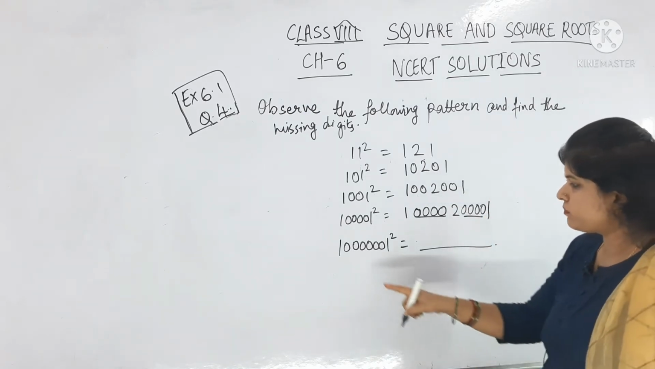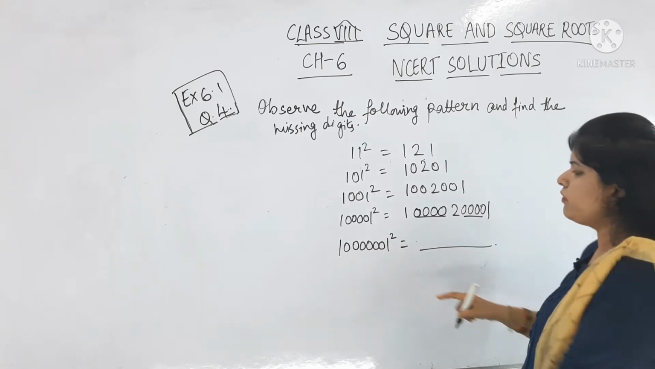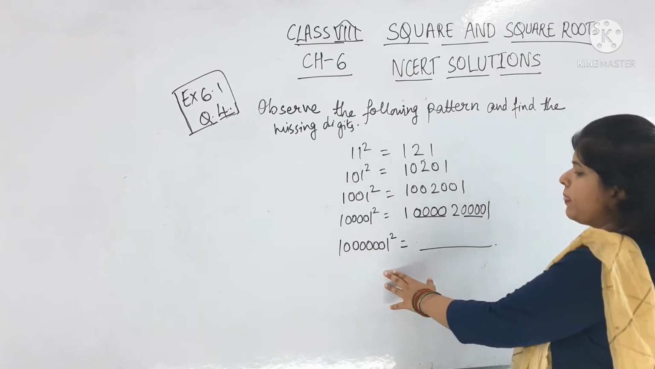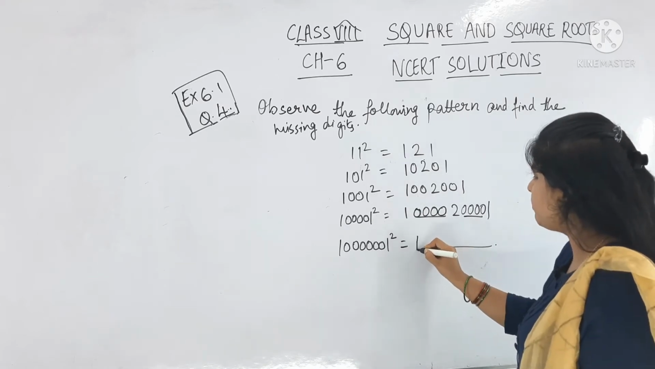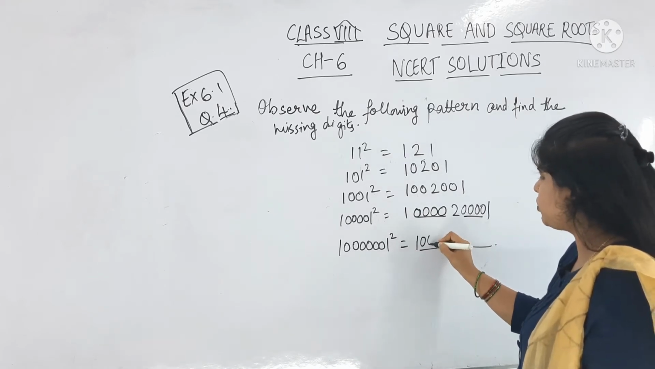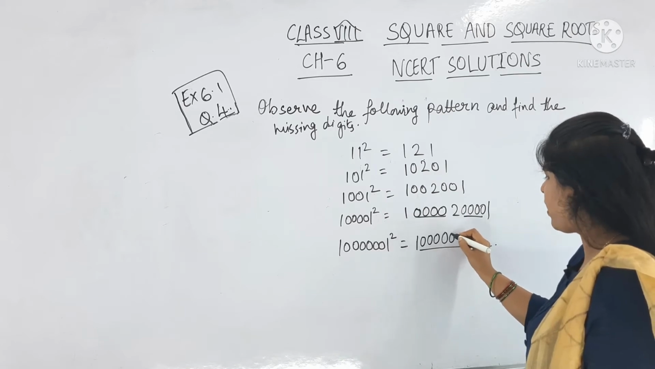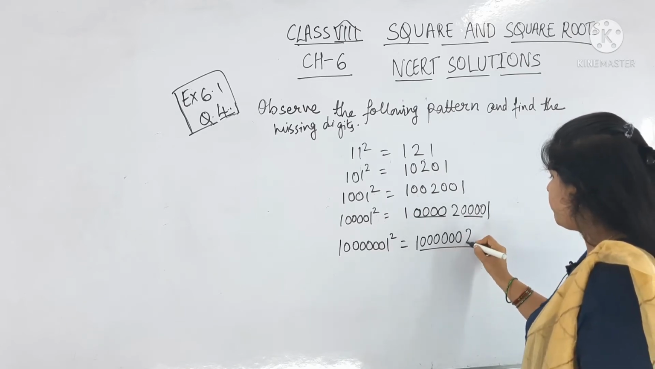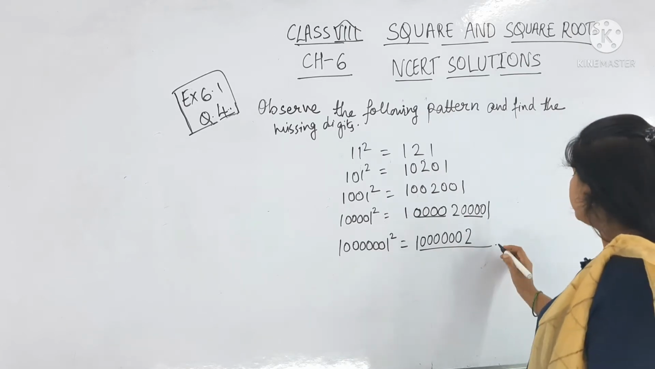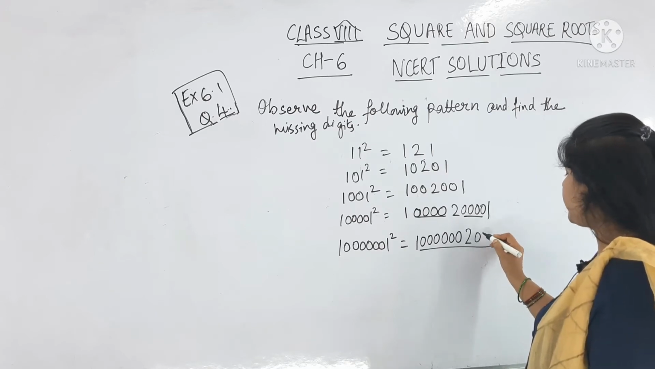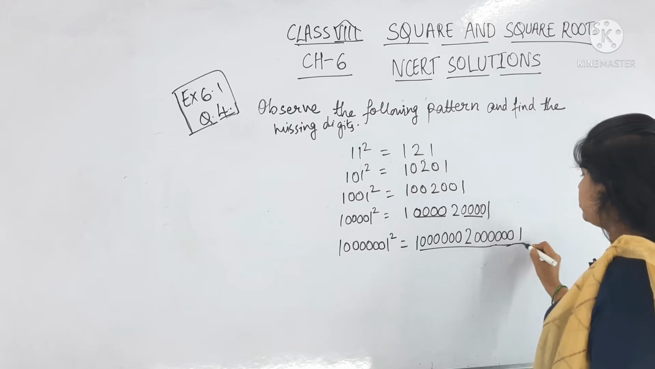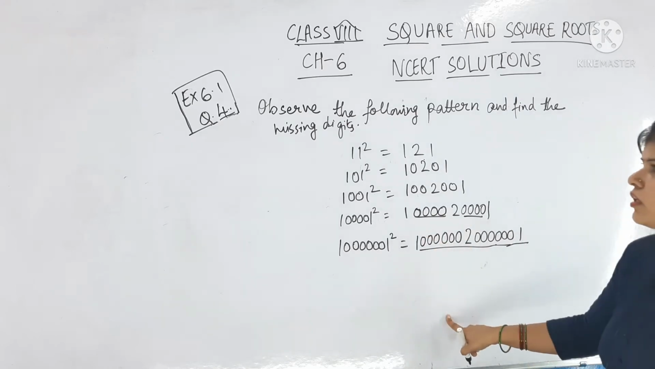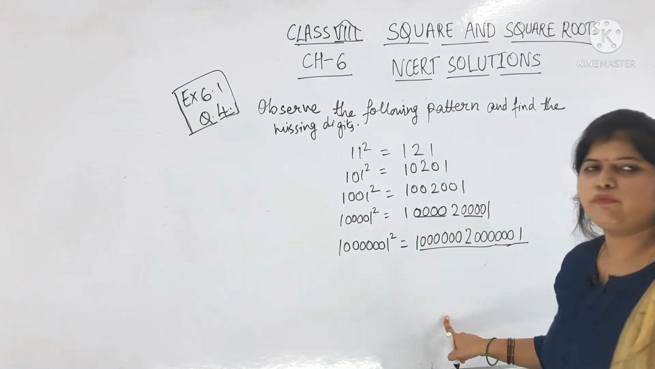Okay, so we can do this one. How many zeros? Here 6 zeros are there. So what is the number? 1, then 6 zeros, then 2, then we will add 2 3 4 5 6, then 1. Okay, we will write 2, then after that 1 2 3 4 5 6 and 1. So like this you can follow the pattern. That is question number 4.